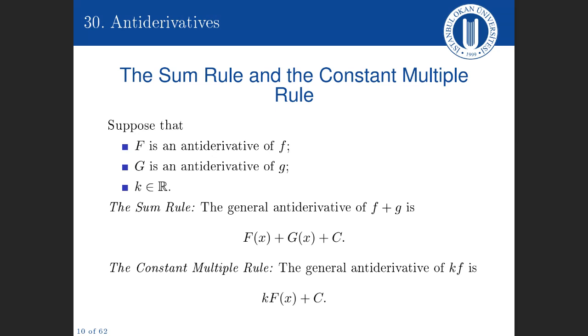Just as for derivatives, we have a sum rule and a constant multiple rule for antiderivatives. Suppose that capital F is an antiderivative of small f. Suppose that capital G is an antiderivative of small g, and suppose that k is a number. We have the sum rule. We can just add the antiderivatives together. Note we only need one c. We're going to do capital F plus capital G, and then at the end we're going to put on c so that we get the general antiderivative.